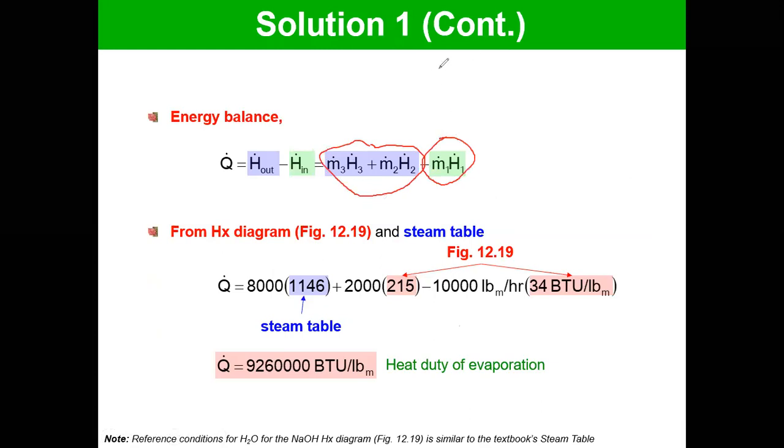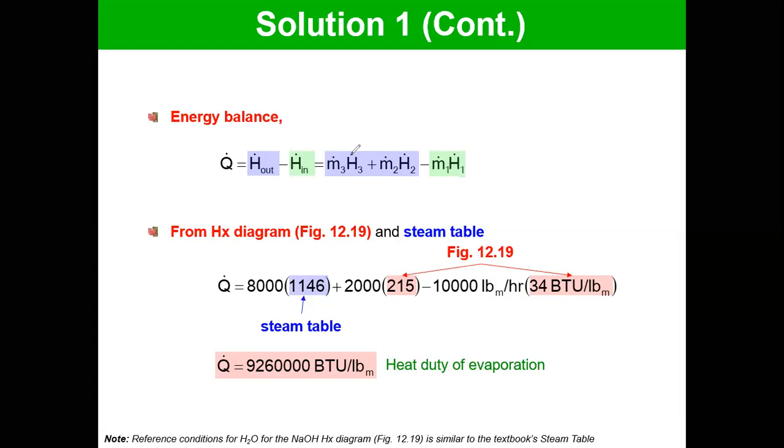Okay, so how can we read from the diagram? If you remember this one, the conditions. M3 we know, M2 also we know, and we calculated M1 already. The problem is the H. How to calculate H, which is the enthalpy?